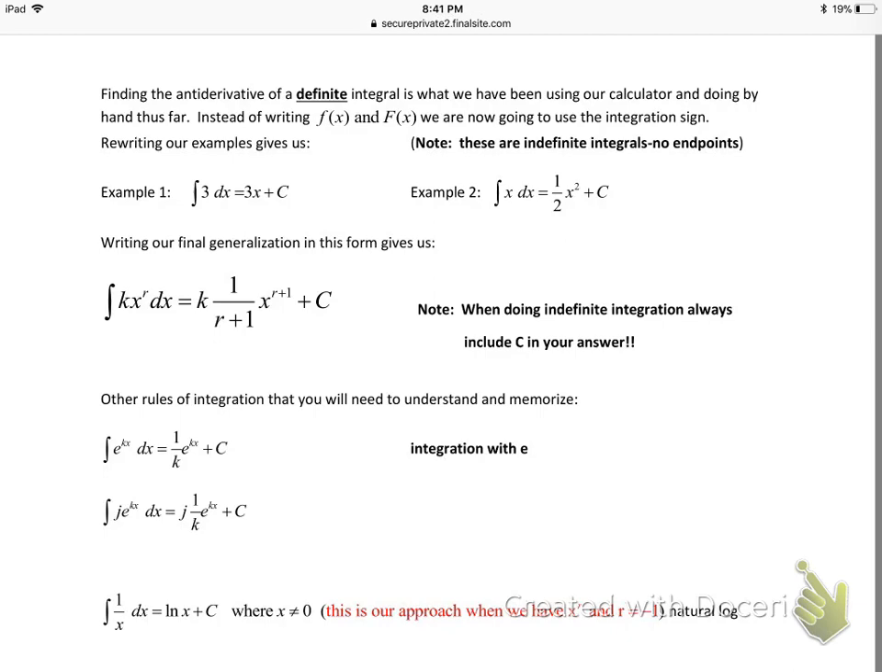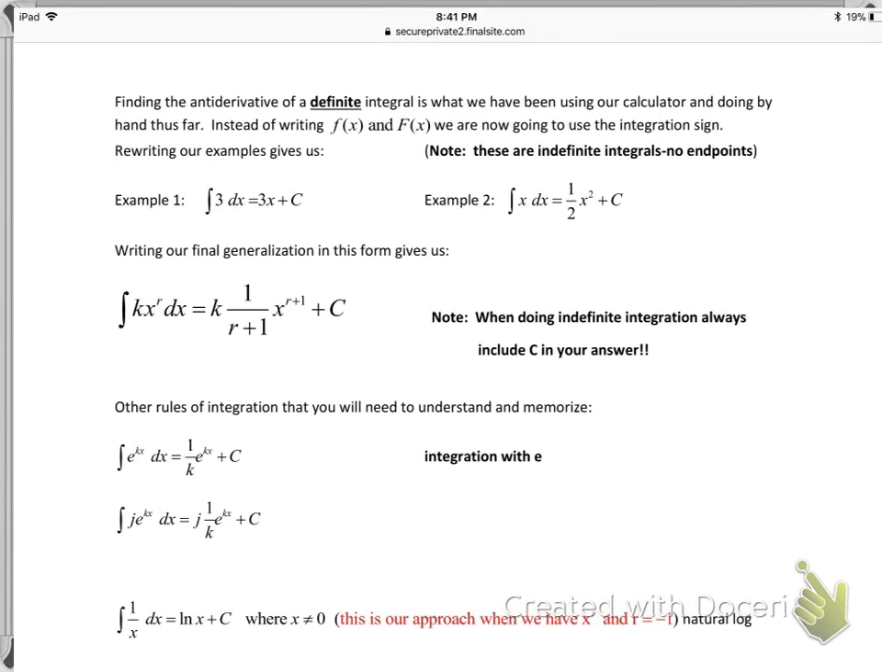So far we have gone through example 1. Example 1 is when you have a constant behind the integral symbol, and example 2 is when you have the variable raised to a power, and that power would be 1 in this situation. So we have our nice generalized formula, which we've gone over. Let's look at other rules of integration.